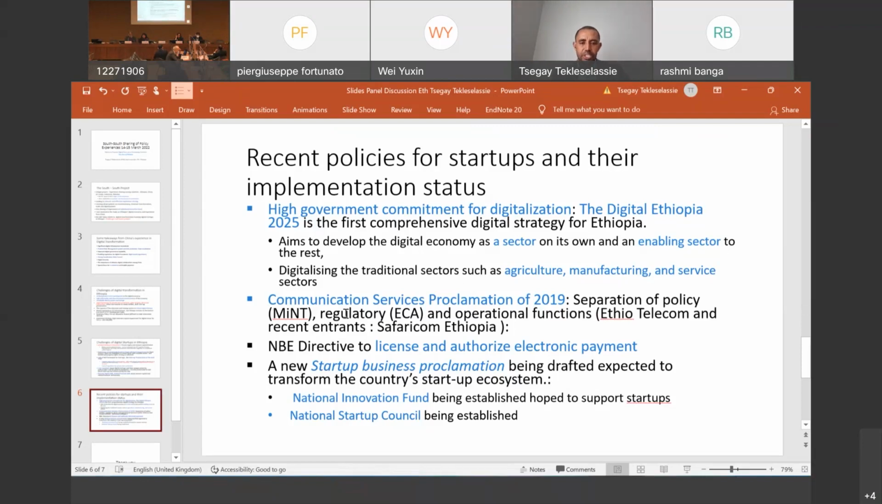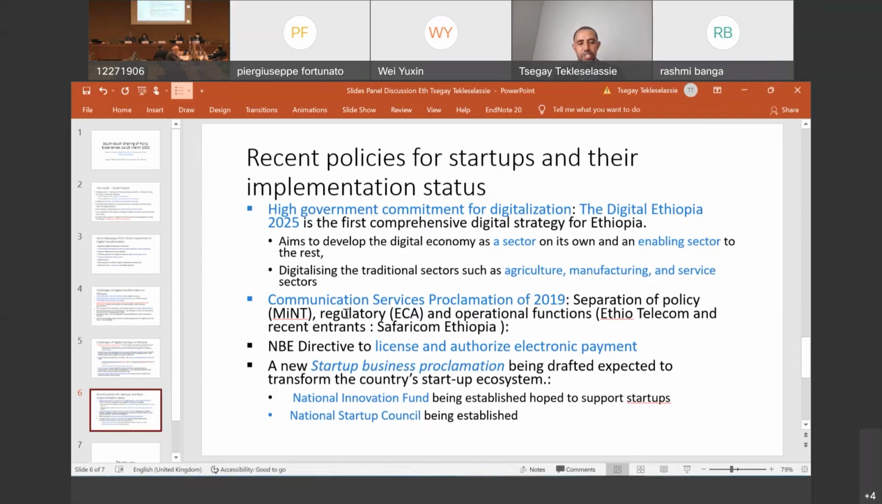We also have the communication service proclamation of 2019 that separates the policymaker, the Ministry of Innovation and Technology, the regulator, the Ethiopian Communications Authority, and the operators, Ethio Telecom, and now a new entrant, Safaricom Ethiopia, which I hope will reduce the cost of internet. We also have a new directive by the National Bank of Ethiopia that allows licensing and authorization of electronic payment. So this is also good progress.